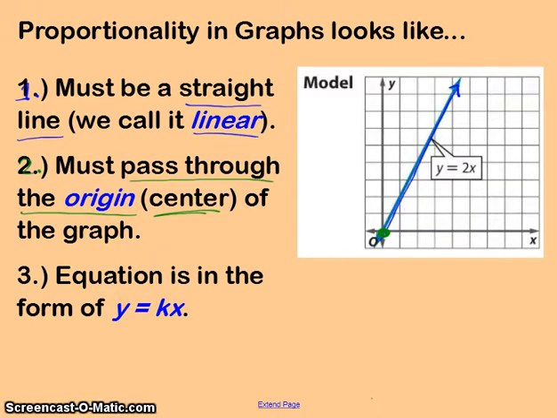The third thing, my equation is in the form of y equals k times x. So here's my equation. Y equals 2x. You were writing those just the other day, okay? So those 3 things, look for those, and if you have them, then you have a proportional graph.